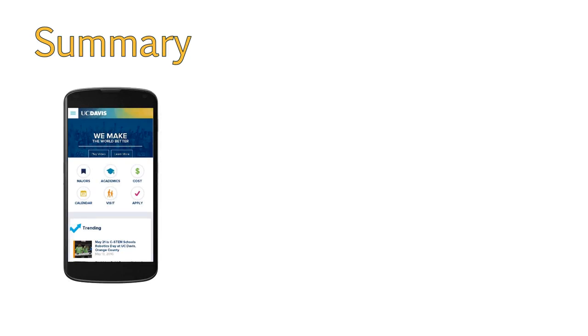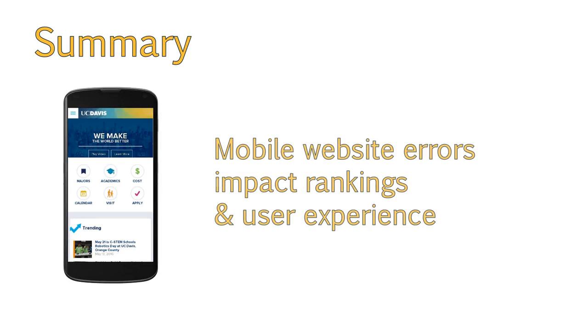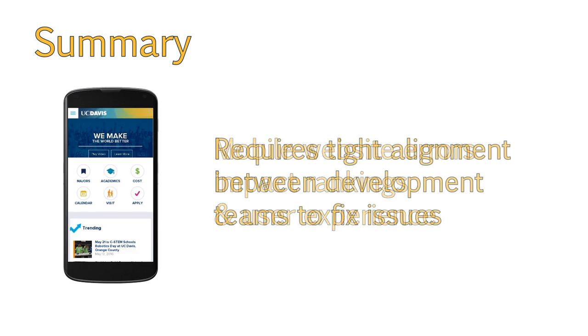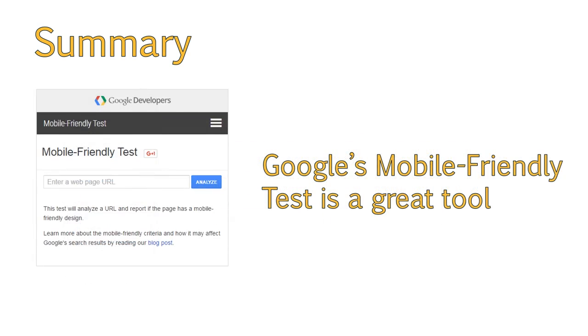In summary, now that you've completed this lesson, there should be no mistaking the mobile errors possible on a website. These impact both rankings and the overall user experience. They are vast, though, and require a tight alignment between teams to really execute on the fixes required. Solutions are out there for teams committed to doing the right thing, and the mobile-friendly test is one great way to get started with testing your website.